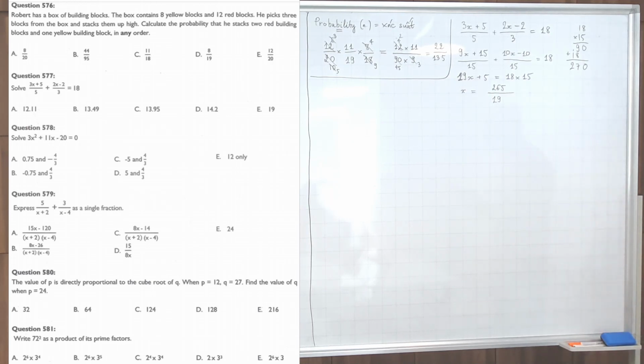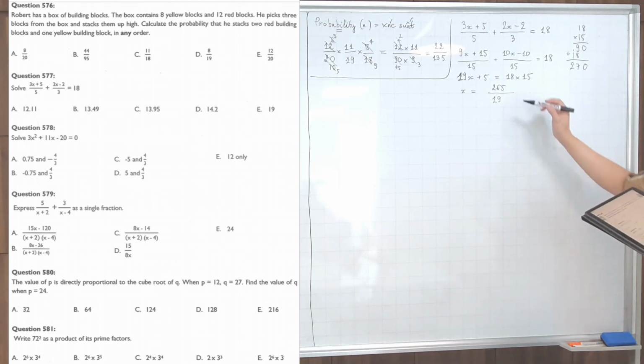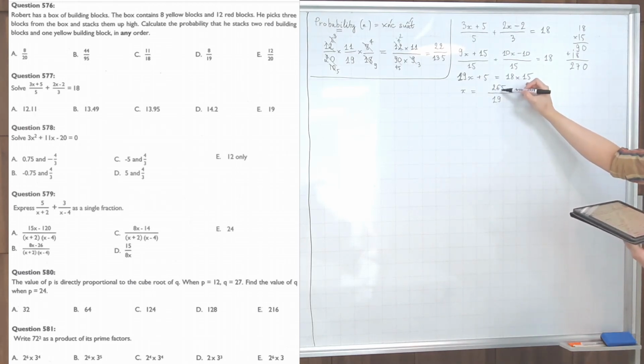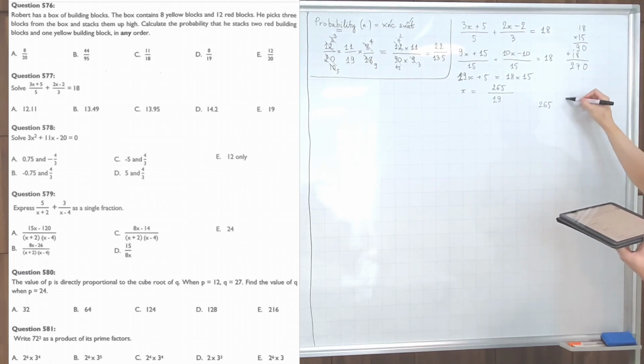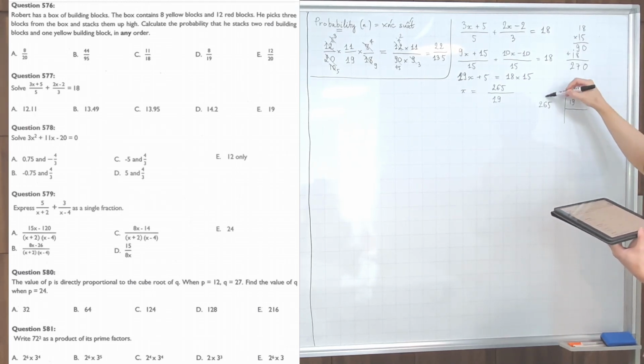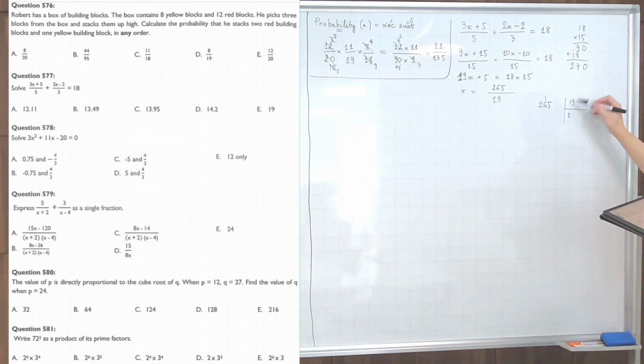So look at the answer. This one divided by this one. 26 divided by 19. So 26 divided by 19 is 1, 1 times 19. And then 26 minus 19 is 7.